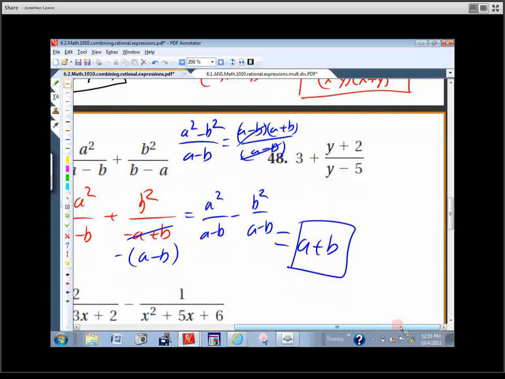I think I've mentioned this before, but if there's a fraction in a problem, you might as well think of everything as a fraction. So is 3 a fraction? Yes, 3 over 1. We're going to make it look like a fraction.